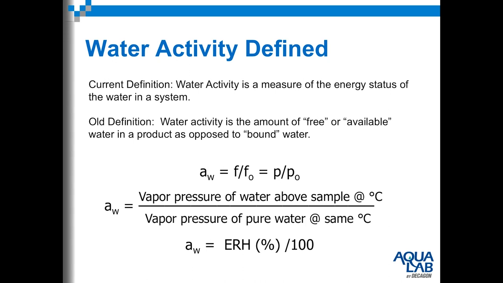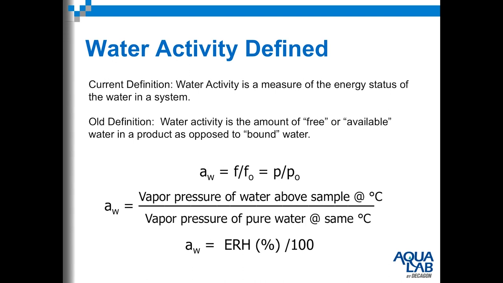So in terms of measuring water activity, if we go back to thermodynamics, this is actually a ratio of fugacity, or the escaping tendency of water in a substance. We can replace that by looking at partial pressures. So when we measure water activity, we're actually looking at a ratio of the vapor pressure of water above our sample at a specific temperature that needs to be controlled. We're going to divide that by the vapor pressure of pure water at that same temperature. So this is essentially our water activity reading.